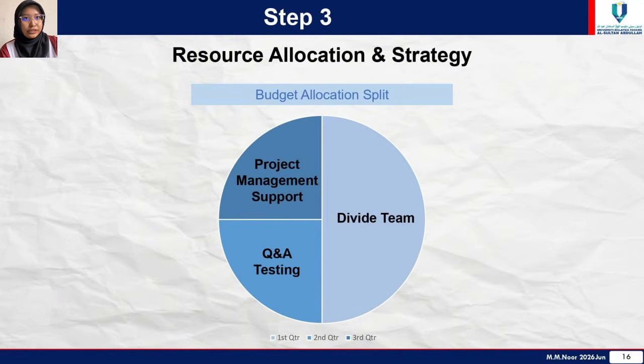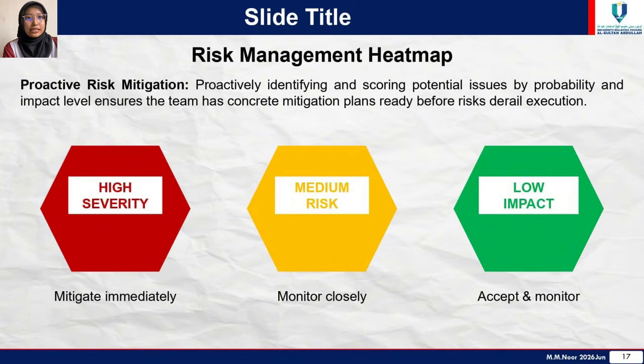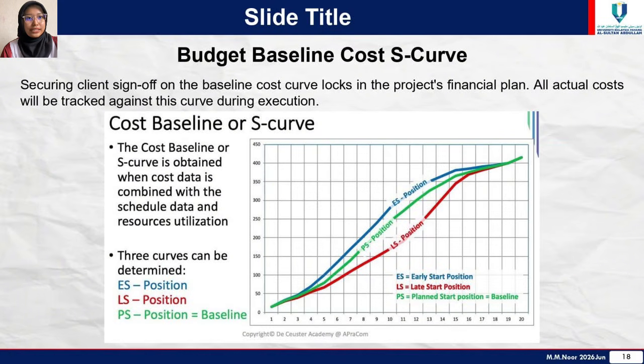Step 3, resources, allocation, and strategy. We need to split a budget based on 3 quadrants. First is divide the team. Second, the project management support, and QA testing. In the planning phase, we can see the risk management heat map that has 3 different colors, from the high severity in red, medium risk in yellow, and low impact in green. Budget baseline cost S-curve can be obtained when cost data is combined with the schedule data and resource utilization.